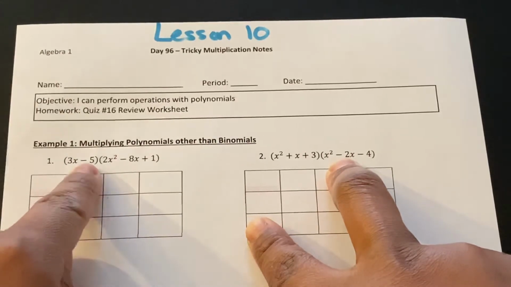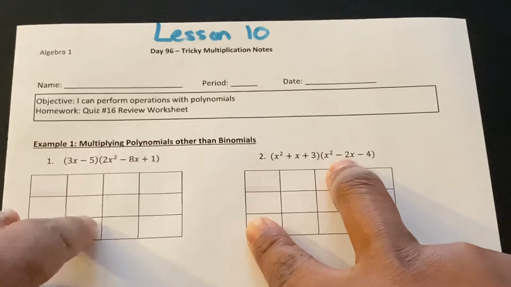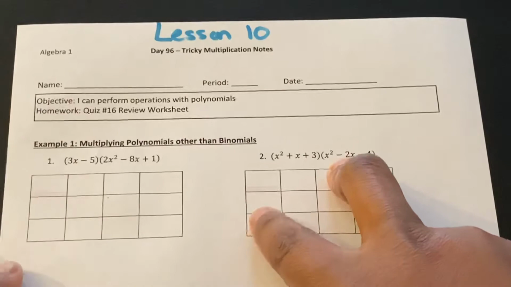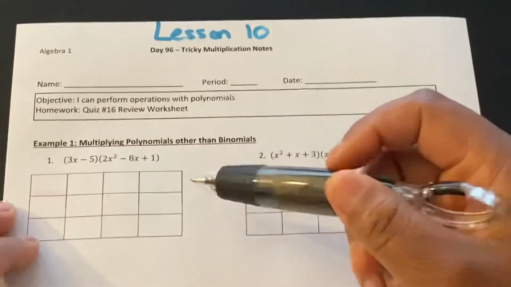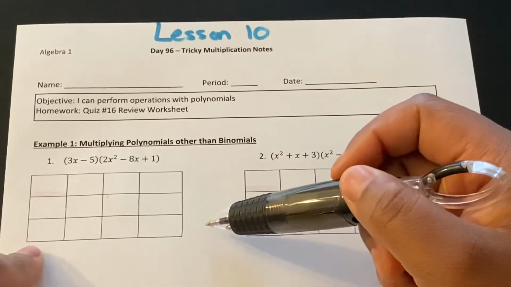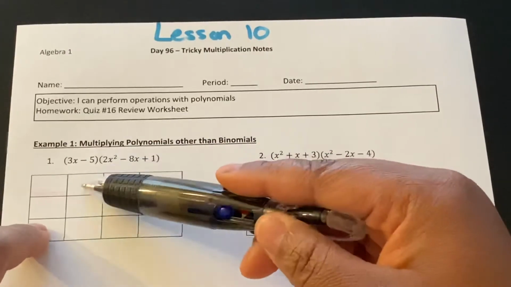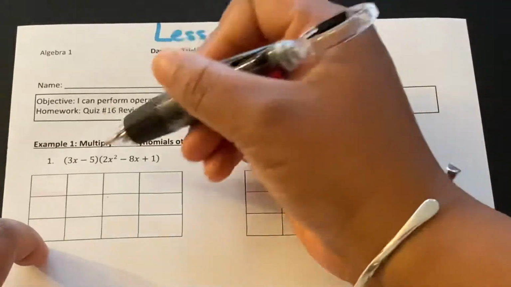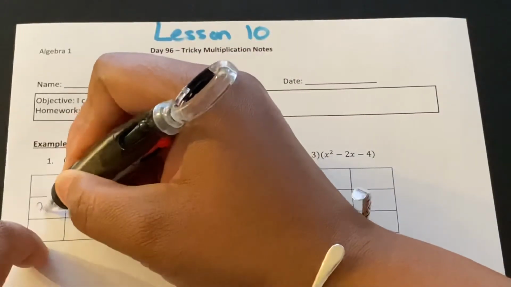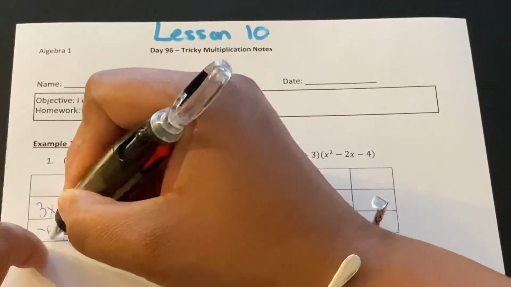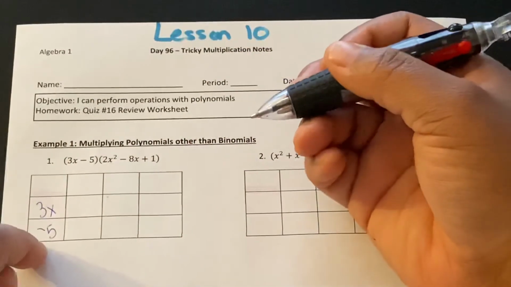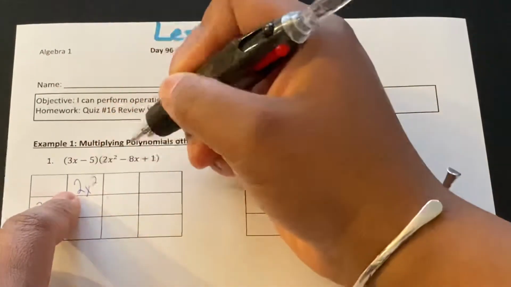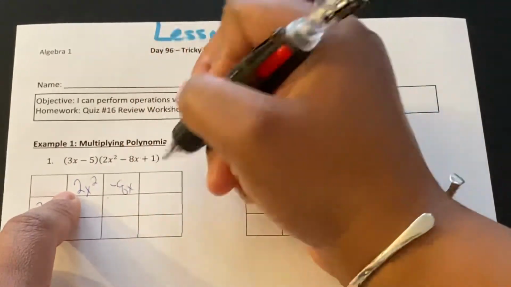Now, if you have a binomial and a trinomial, the box method will be your best bet. Now, you can also just distribute it, but I think the box method is more visually helpful. So if you notice, I have 3 boxes at the top and 2 boxes at the side, which tells me that I must put this binomial over here, 3x minus 5. Okay? And then my trinomial goes at the top, 2x squared minus 8x plus 1.